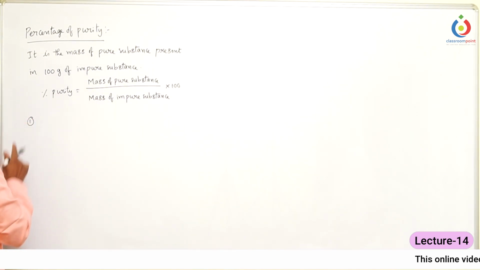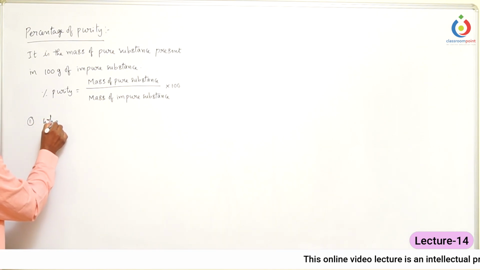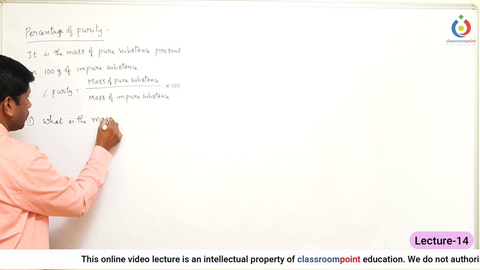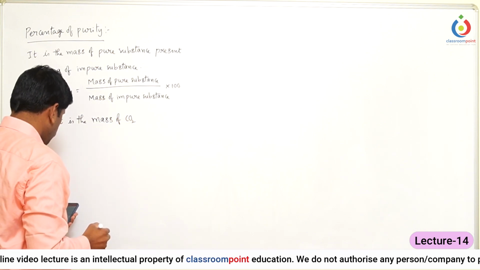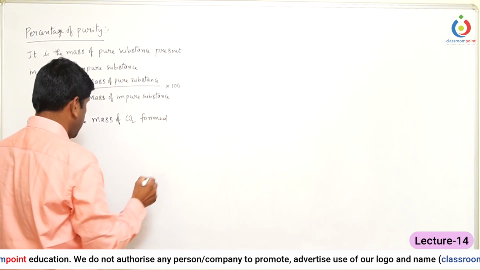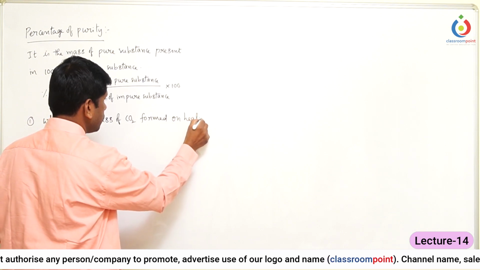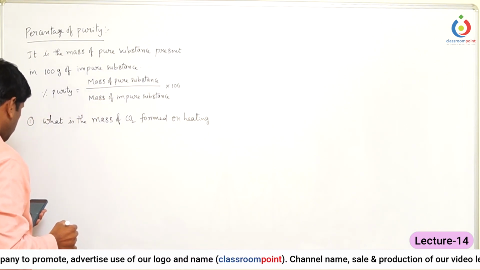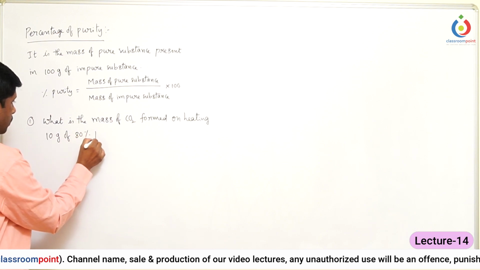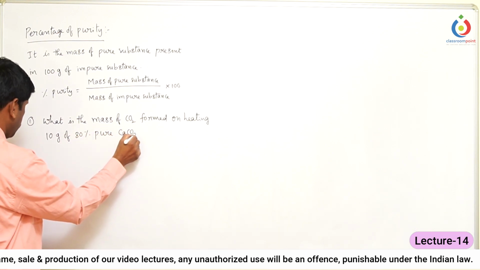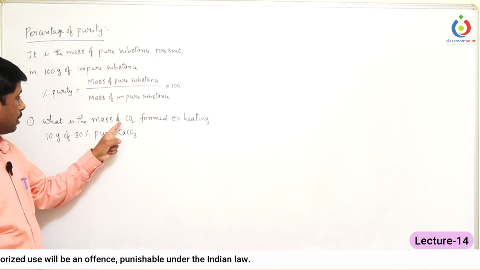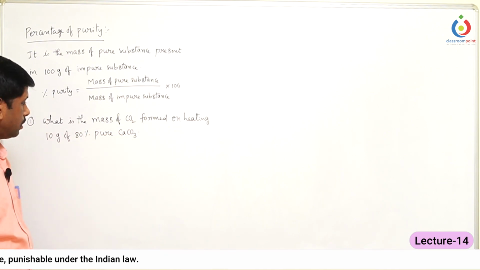So let us try to solve some of the questions. The first question here is, what is the mass of CO2 formed on heating 10 grams of 80% pure CaCO3. So this is the question given. We need to calculate the mass of the CO2 formed on heating the 80% pure CaCO3.